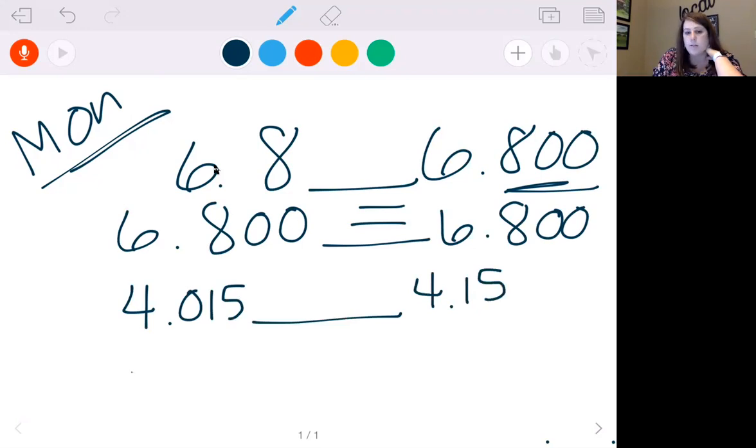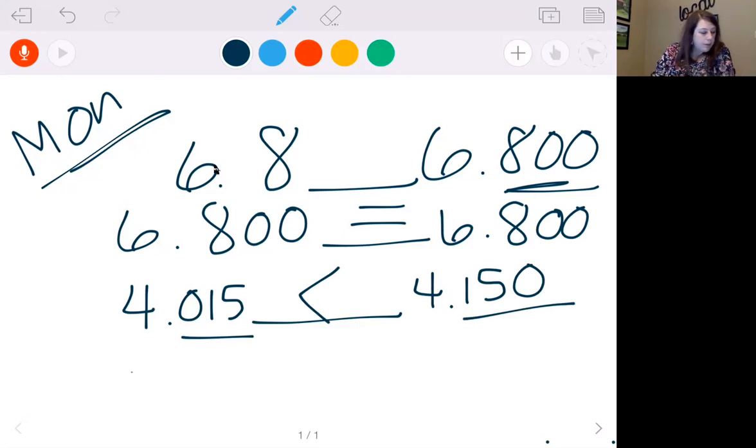4 and 15 thousandths and 4 and 15 hundredths. Over here, I have 3 places. On this side, I'm going to add a 0 to get 3 places. The 4 is the same in each one, so now I'm looking at 15 versus 150. So 15 is going to be less than 150, so 4 and 15 thousandths is less than 4 and 150 thousandths, or 4 and 15 hundredths. So that's how you do those.